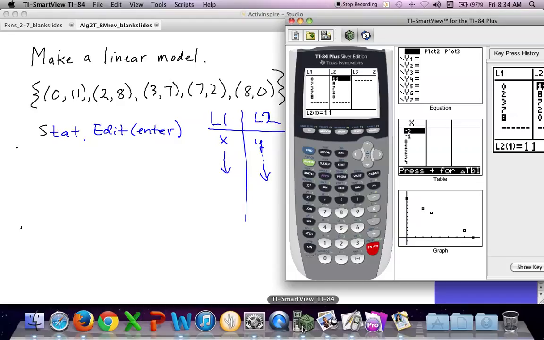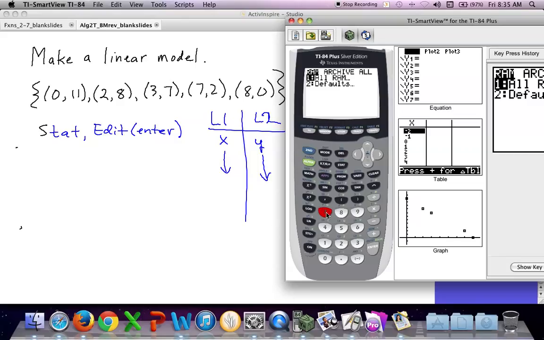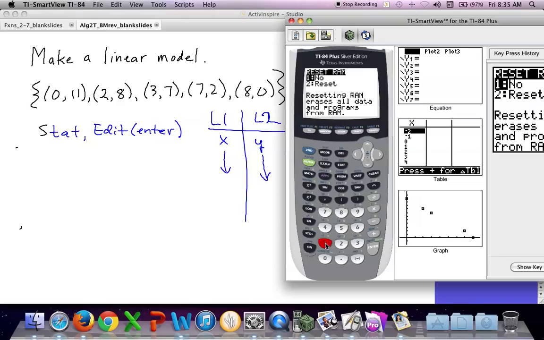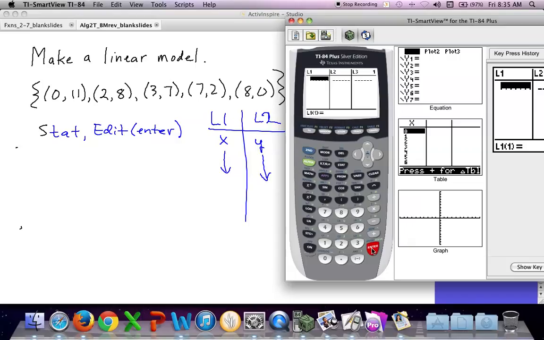Here's what you could do. If you got data in there, you want to start fresh, then it's probably a good idea to clear the memory. Just clear the memory, start from scratch. The way you clear the memory is like this, right? It's second, and then the plus key, above the plus key says mem. So second, mem, and then the 7, 1, 2. And then when you go to the stat edit, it's blank.